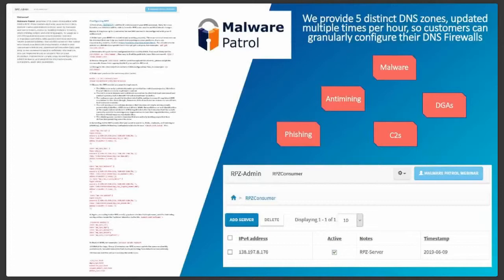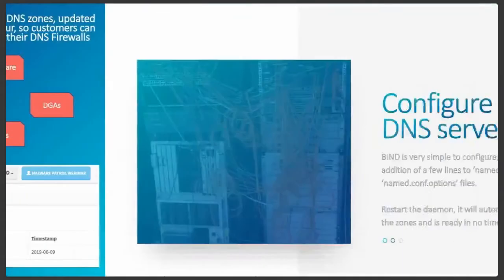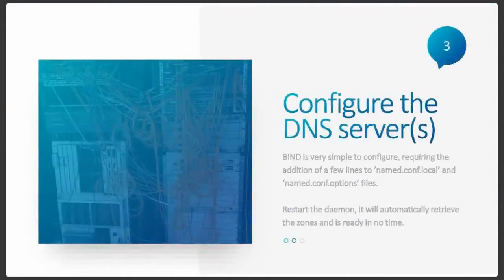You log into the portal, you put the IP address or addresses of your servers, and that's it. Everything's going to be synchronized. So going ahead and saying, hey, you chose Malware Patrol. Now let's configure bind to use the zones.